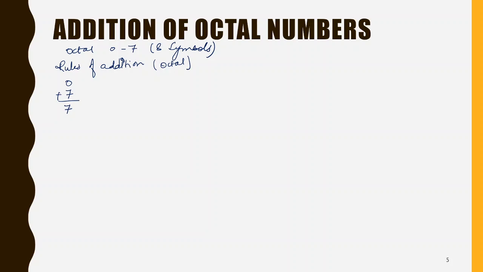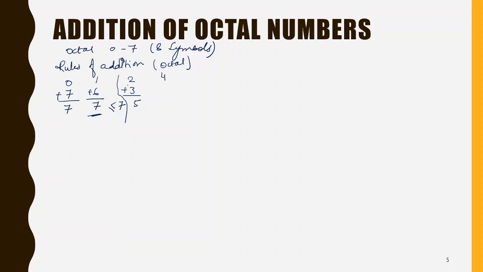And if any other two digits are added with each other, like suppose 1 is added with 6, and the result is less than or equal to 7, then the summation is done similar to the decimal number system, like 1 plus 6 is 7, 2 plus 3 is 5. So this is the rule that we follow. But the difference comes when the summation of any two octal numbers is greater than 7. Let us see with one example.